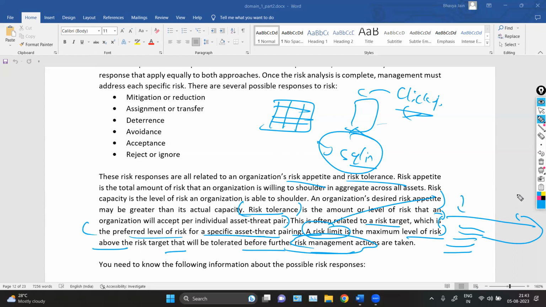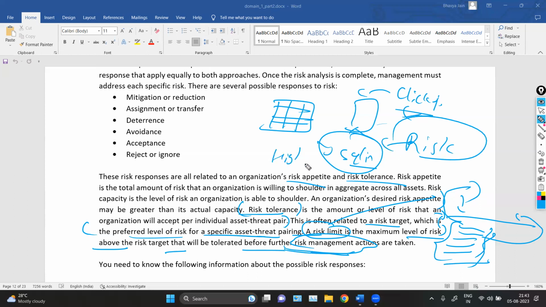If the risk is one the organization can tolerate, then it is below the limit. And if the organization cannot tolerate it, then it is above the risk limit, and for that you have to apply risk management. For example, let's say you have a risk such as congestion. Now this risk is high, so you cannot tolerate it, and you have to apply a security mechanism here.